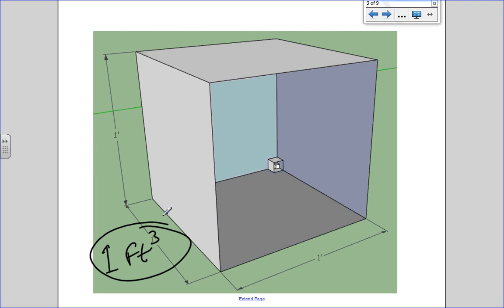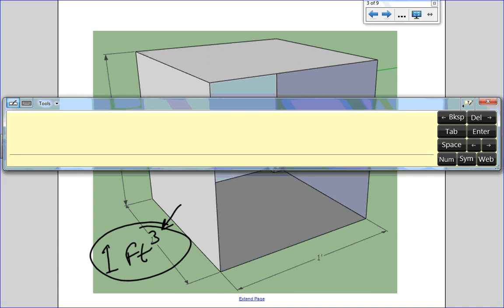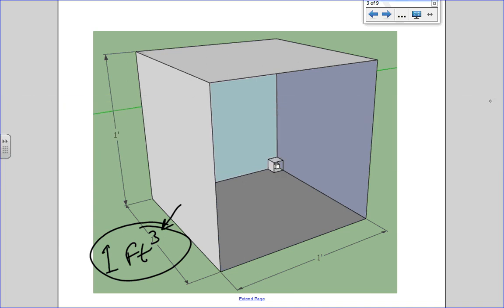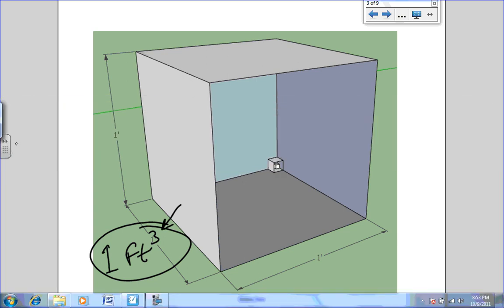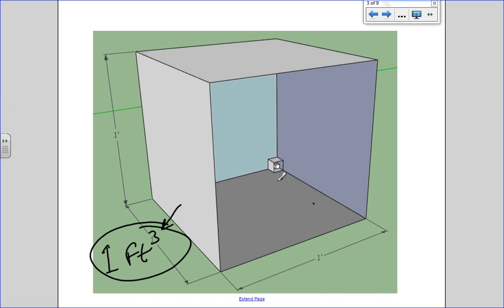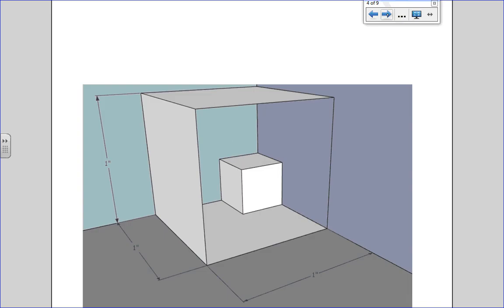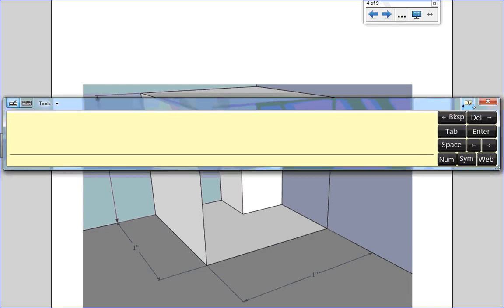1 foot, and then notice we have the exponent to the third power. Just like when we did area, we had an exponent to the second power, now we've got our exponent to the third power. Now inside of here you see some smaller cubes. I put those smaller cubes in there to scale so you could get an idea of the relationships that are going on.